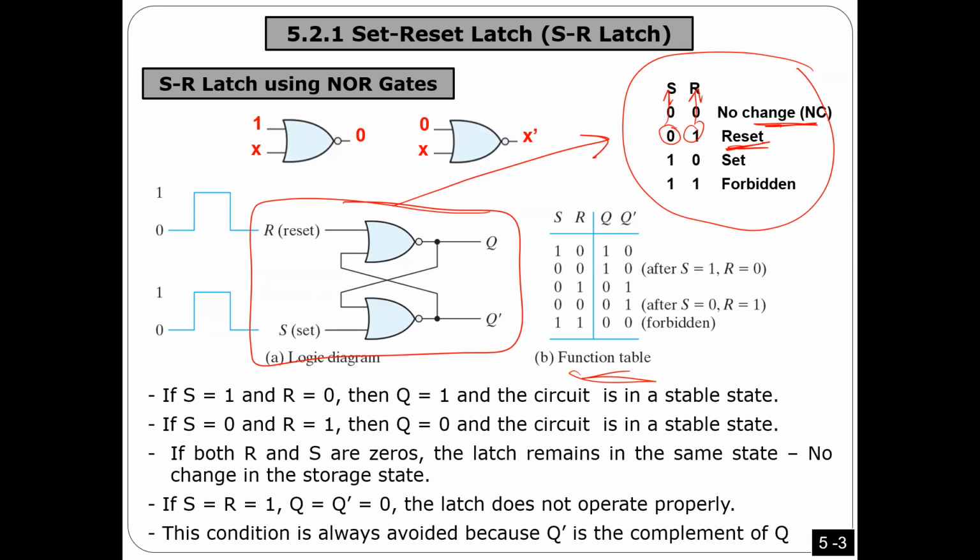Is that okay? So the last case we have, which is 1, 1, I told you this is a forbidden case. You should not use it. Because if you put 1, 1 here, the outputs are going to be 0, 0, and this is not allowed because it has to be the complement, right? It can't be 0, 0. It has to be Q and Q prime. That's why it's not used.